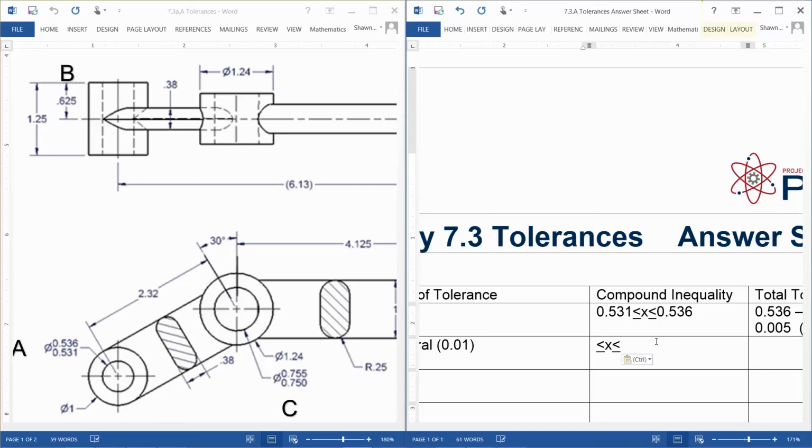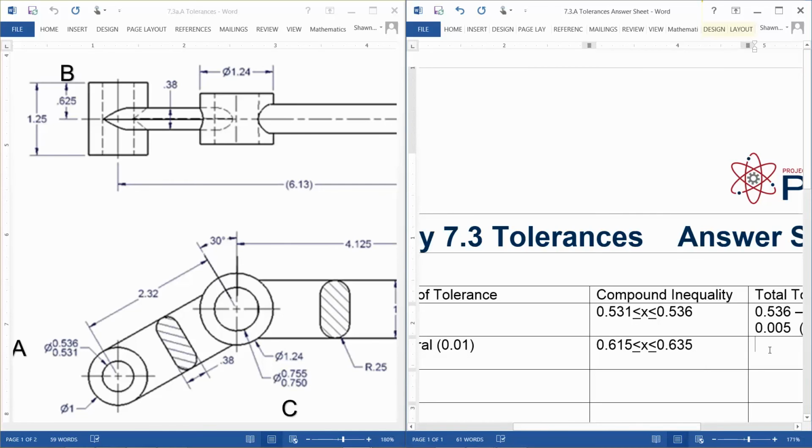So that's my lower limit, 0.615. Nope, don't want it over there. So I'm just going to type it in the right spot. And then to get the upper limit, I'm going to take this 0.625 and add 0.01 to it. Well, that gives me 0.635. And I don't want that to be underlined.